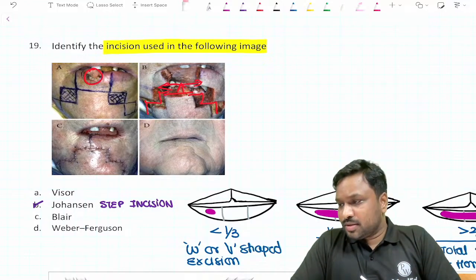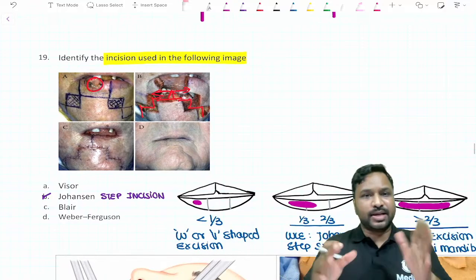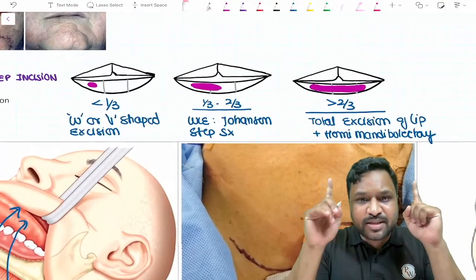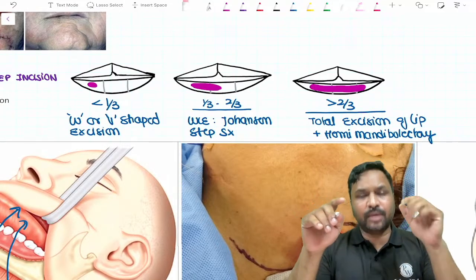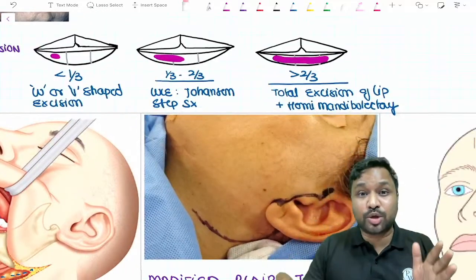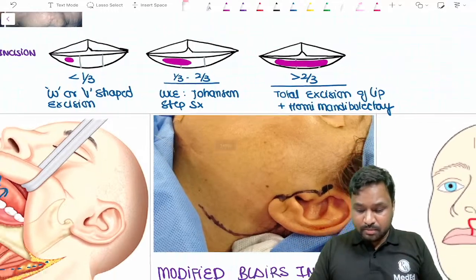All right, guys. Sorry. Now, when you talk about the incisions, I told you about Johansen step surgery. Let's look at this. Remember, if there is a lesion in the lip and it is a malignant lesion occupying less than one third of the lip, we do a W-shaped excision. One third to two third, Johansen step surgery. If it is more than two third, total excision of the lip with hemimandibulectomy.